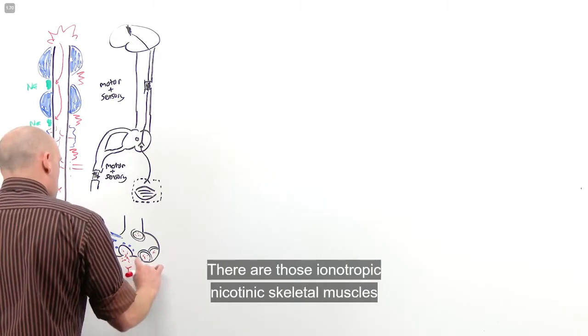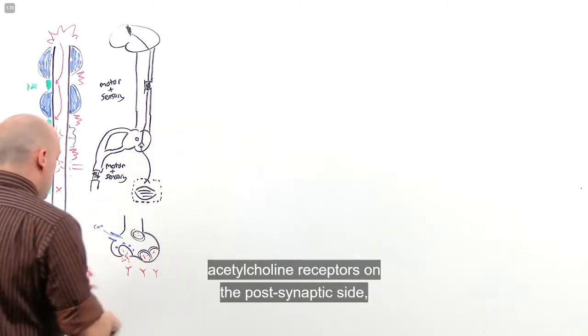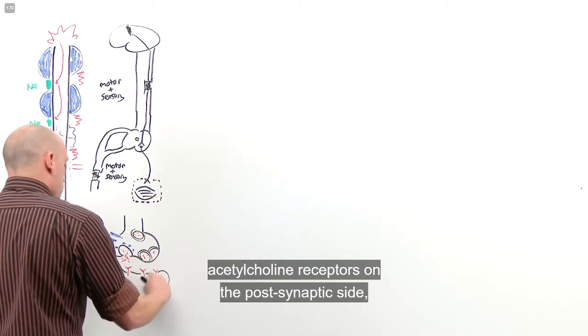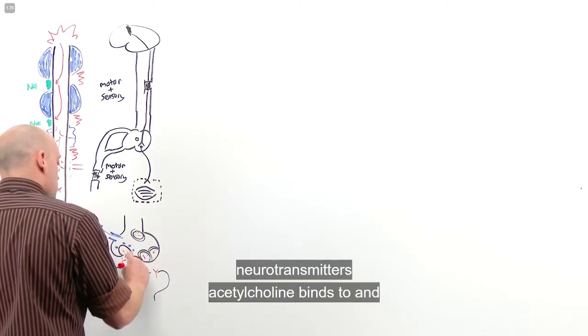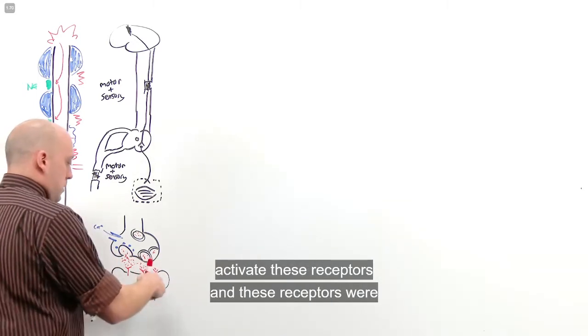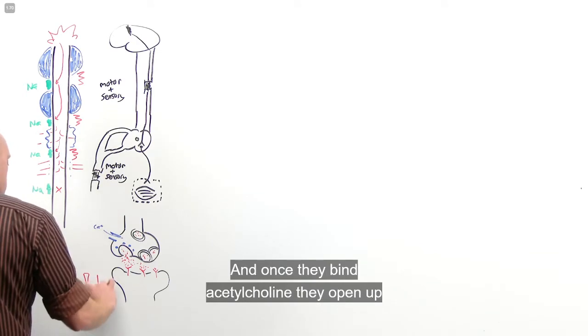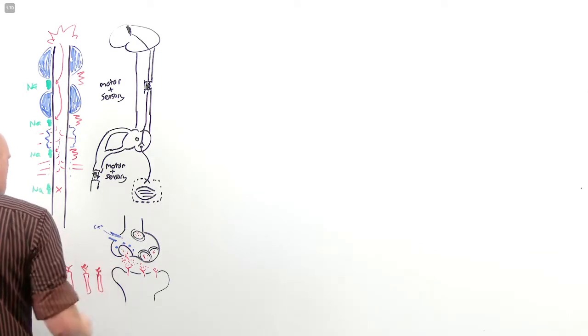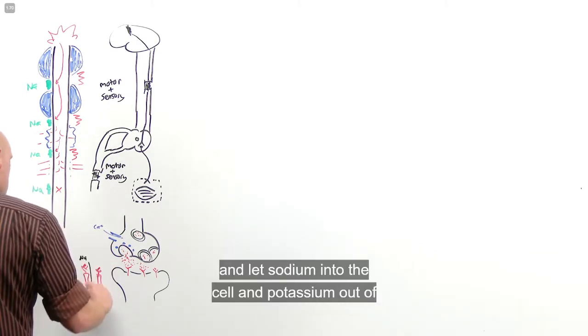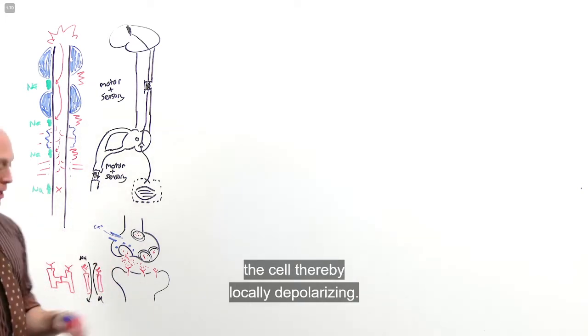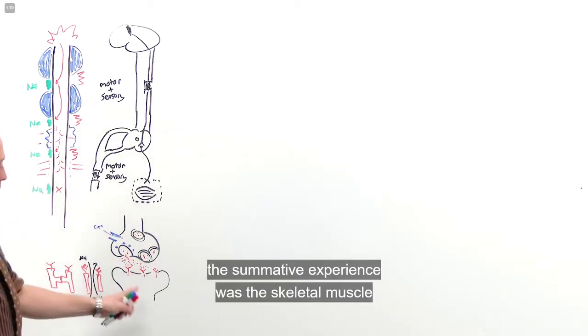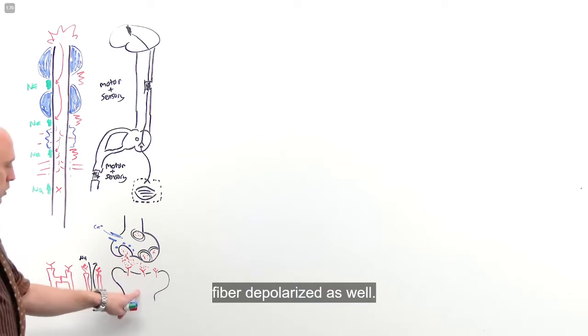There are those ionotropic, nicotinic skeletal muscle receptors on the postsynaptic side, which is what's supposed to happen: these neurotransmitters, acetylcholine, bind to and activate these receptors. And these receptors were those gated receptors when they were not bound to a ligand. And once they bind to acetylcholine, they open up and let sodium into the cell and potassium out of the cell, thereby locally depolarizing. When many are activated together, the summative effect was that the skeletal muscle fiber depolarized as well.